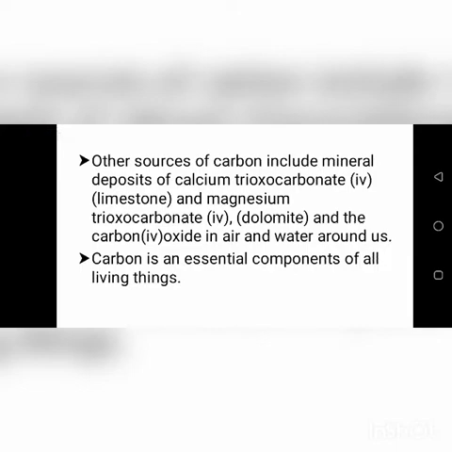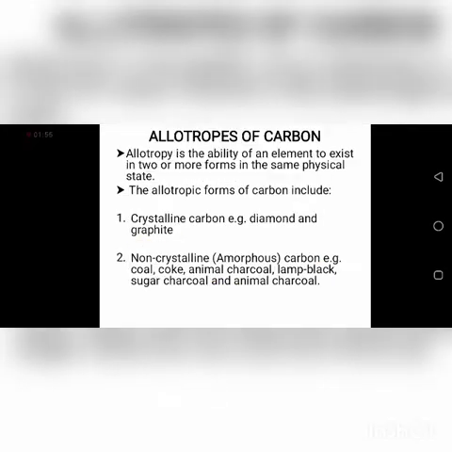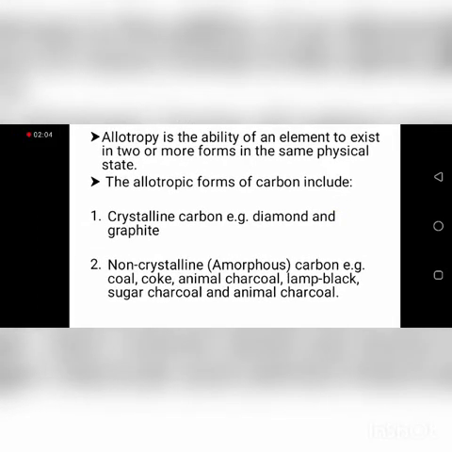Carbon is an essential component of all living things, all living cells. The body of both plants and animals is made of carbon. So it's a good source of what? Of carbon. So now, having explained carbon and the properties of carbon, let us now look at allotropy. So allotropy is the ability of an element to exist in two or more forms in the same physical state.